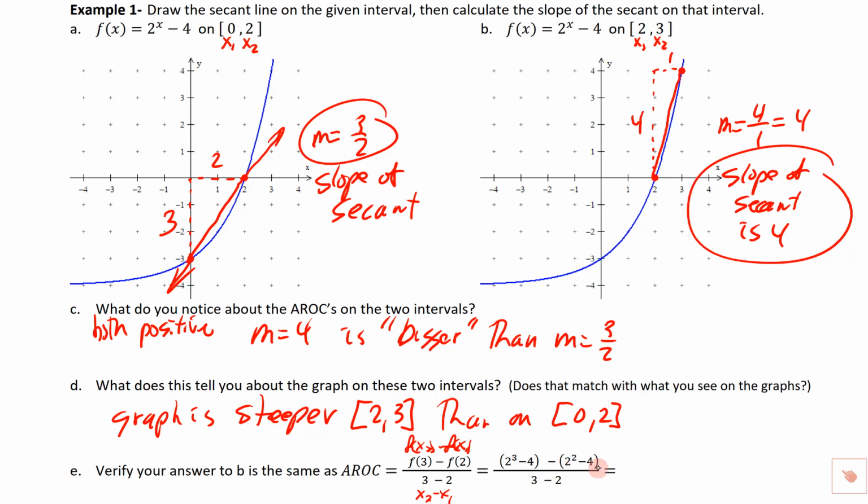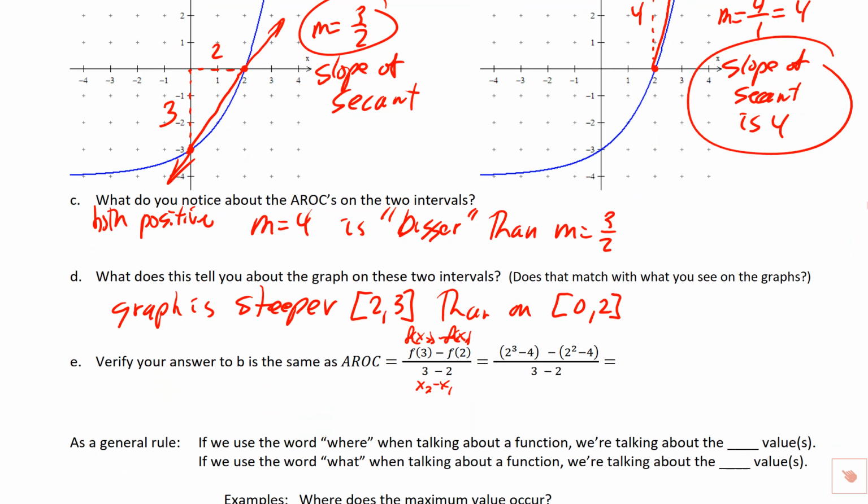So let's just double check and make sure. So I'm going to come down here, and what we want to do is verify, we should get a 4 out of this. So let's check and see what happens. Well, this is 3 minus 2, so we end up with a 1. And this is 8 minus 4. And then this is minus 2 to the second is 4. And then this is minus a minus 4, so that's a plus 4. And one thing I want you to notice, and this is a good thing to keep track of, this minus 4 right here was part of the function, and that minus 4 right there was part of the function. Because those are constants and I'm distributing through, those two are just going to cancel each other out, and I get an 8 minus 4, which is a 4 on the top and a 1 on the bottom.